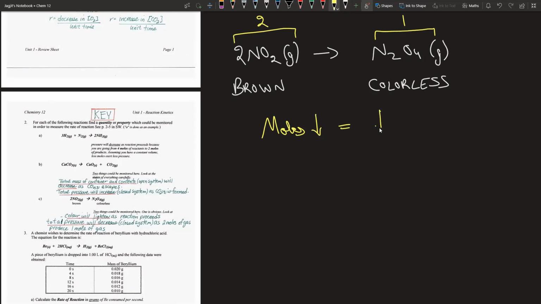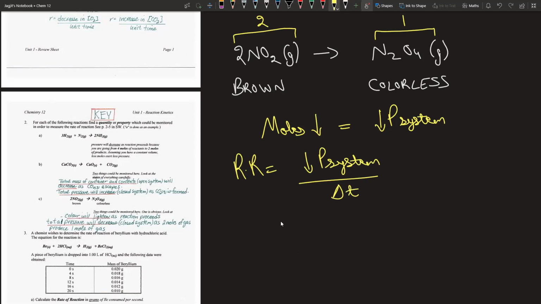which means my pressure will decrease. My pressure of the whole system will decrease. Agreed? So one way of measuring your reaction rate is by saying we measure decrease in pressure of the system over change in time. Okay, what's another way you can measure the reaction rate? You see, another interesting thing that happened is they gave you the color. So you can measure it as change in color over change in time, correct? In this one, you can also measure it as change in color over change in time.